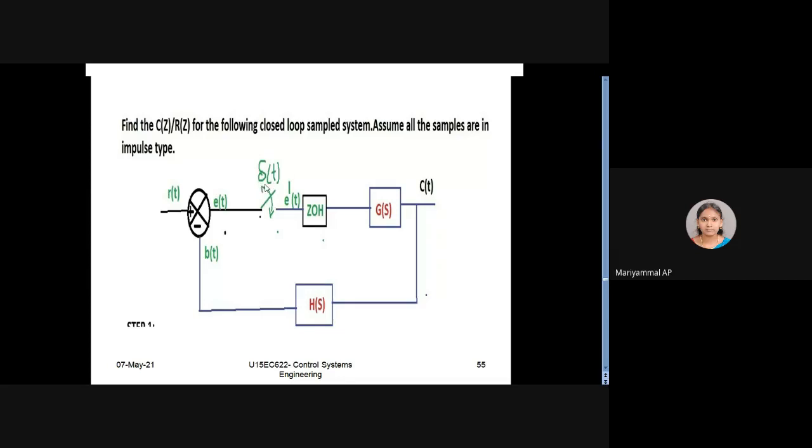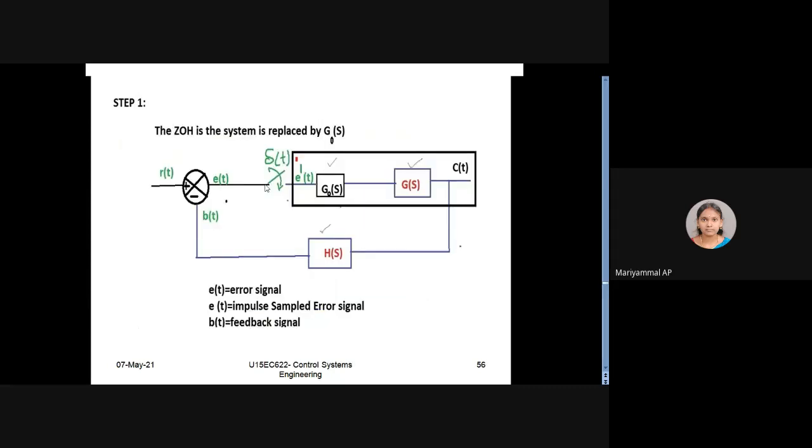So here we are going to take that step by step. I am going to discuss this problem in 3 steps. In my first step, the zero order hold system is replaced by G0(s). That is my first step.